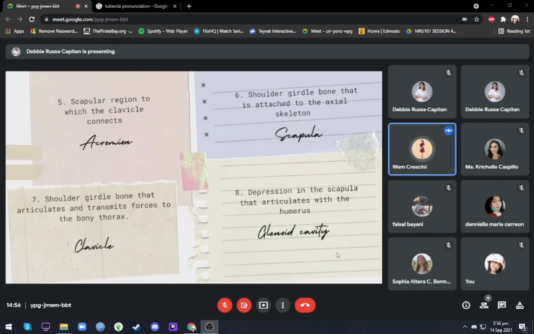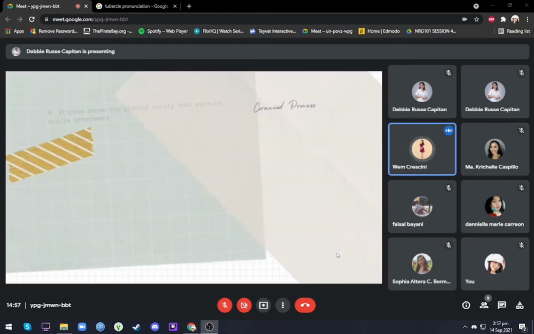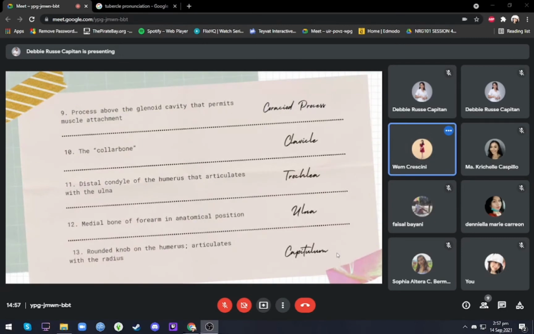Number five is the scapular region to which the clavicle connects. It is the acromion. Next, number six, the shoulder girdle bone that is attached to the axial skeleton, which is the scapula. Number seven, the shoulder girdle bone that articulates and transmits forces to the bony thorax, which is the clavicle. Number eight, the depression in the scapula that articulates with the humerus, which is the glenoid cavity. Next, number nine, the process above the glenoid cavity that permits muscle attachment, which is the coracoid process. And the next one, number 10, is the collarbone, which is the clavicle.